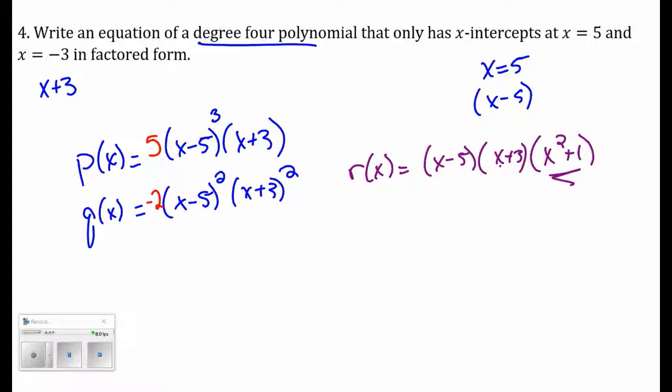Either of these functions is correct. You could add any leading coefficient that you want, but it has to be a degree 4. The highest power after I multiply it out would have to be x to the 4th.